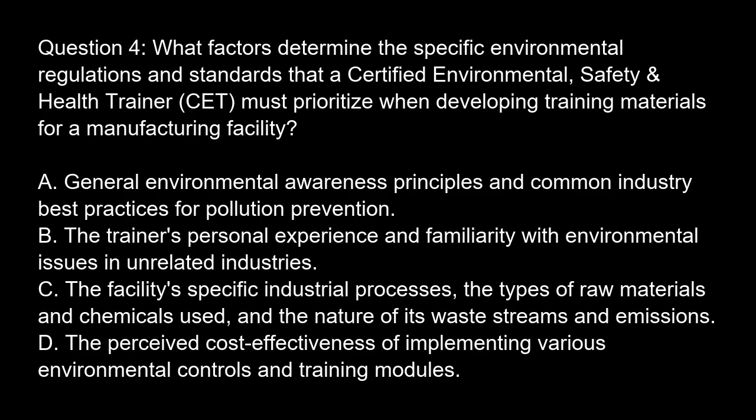Question 4. What factors determine the specific environmental regulations and standards that a certified environmental, safety, and health trainer, CET, must prioritize when developing training materials for a manufacturing facility? Option A: general environmental awareness principles and common industry best practices for pollution prevention. Option B: the trainer's personal experience and familiarity with environmental issues in unrelated industries. Option C: the facility-specific industrial processes, the types of raw materials and chemicals used, and the nature of its waste streams and emissions. Option D: the perceived cost-effectiveness of implementing various environmental controls and training modules.